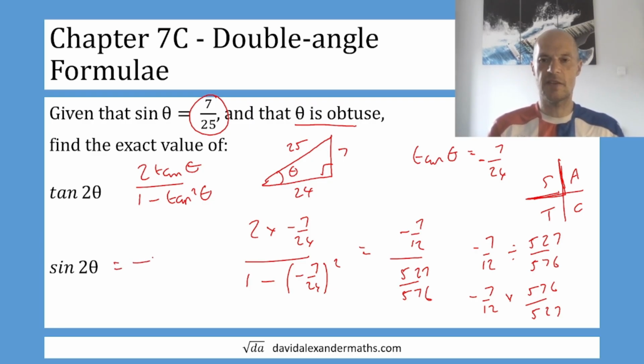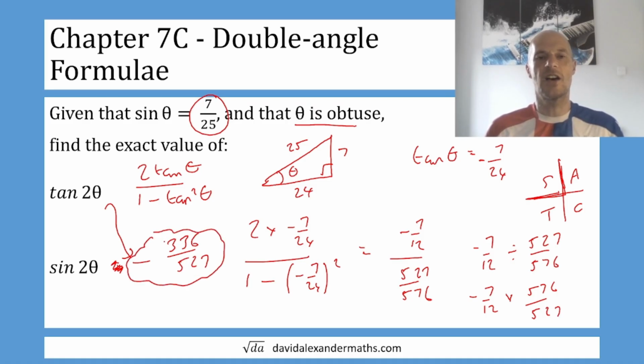So on top it's 7 times 576, and on the bottom we divide by, what do we get? On top, as a simplified fraction, it's going to be 336 over 527. Sorry, that wasn't the answer to the sine of 2 theta, that was the answer to the tan of 2 theta. So the answer is negative 336 over 527.